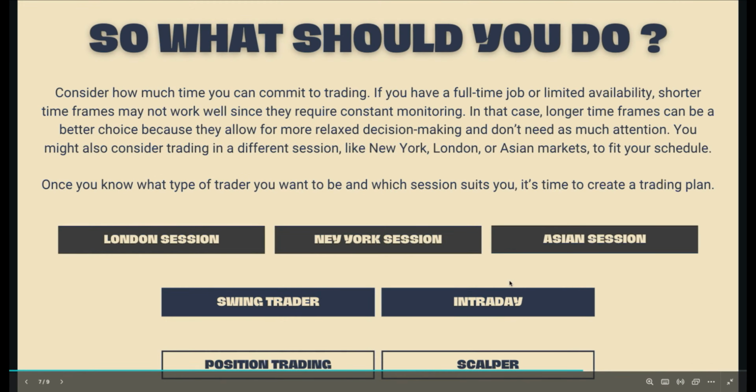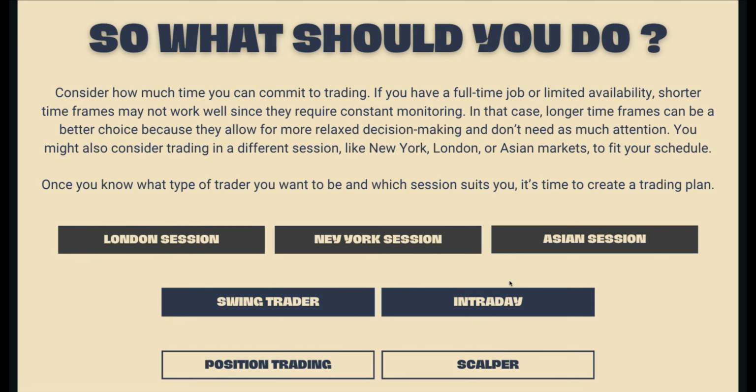Okay, let's move on. So what should you do? Consider how much time you can commit to trading. If you have a full-time job or limited availability, shorter time frames may not work well since they require constant monitoring. In that case, longer time frames can be a better choice because they allow for more relaxed decision making and don't need as much attention.